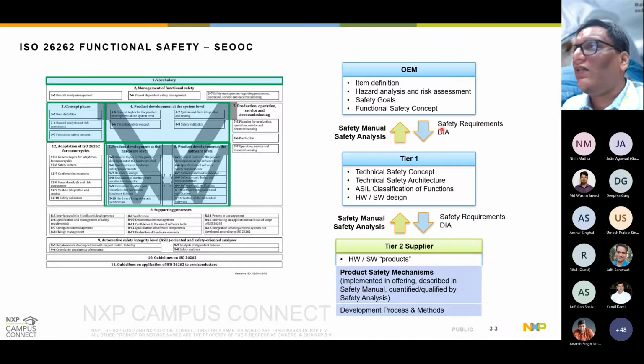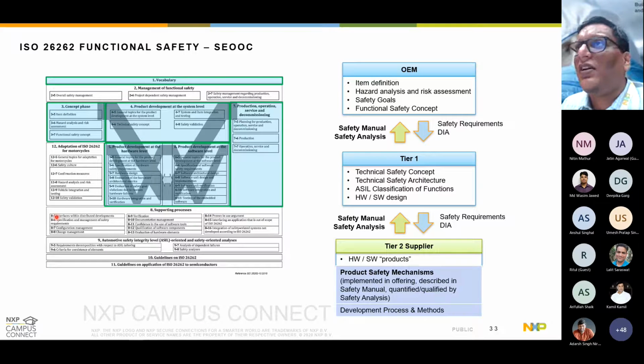Along with that, we have something like a development interface agreement. The way the companies talk to each other is through a development interface agreement. We ensure that the sharing of responsibility is understood. We have this agreement signed. And basically that's how we ensure who is doing what work, who is responsible for what.